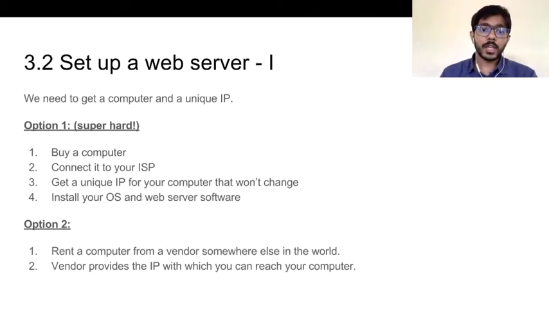Step 2 is to set up the web server. We need to get a computer and an IP. Now the first option that we have is that we can buy a computer, we can connect it to the ISP, we can get a unique IP for that computer, a unique IP that won't change, which is called a static IP. I would then install the operating system and the web server software onto this computer.